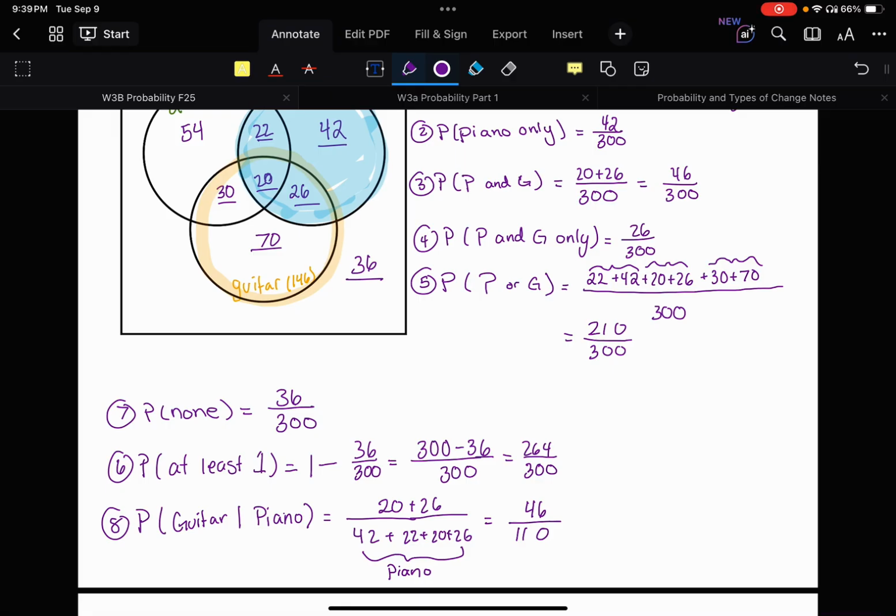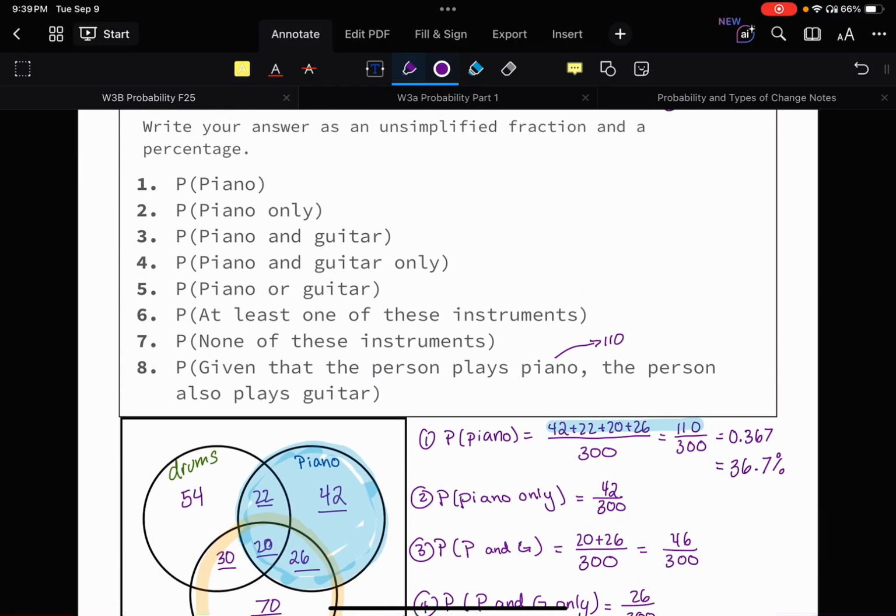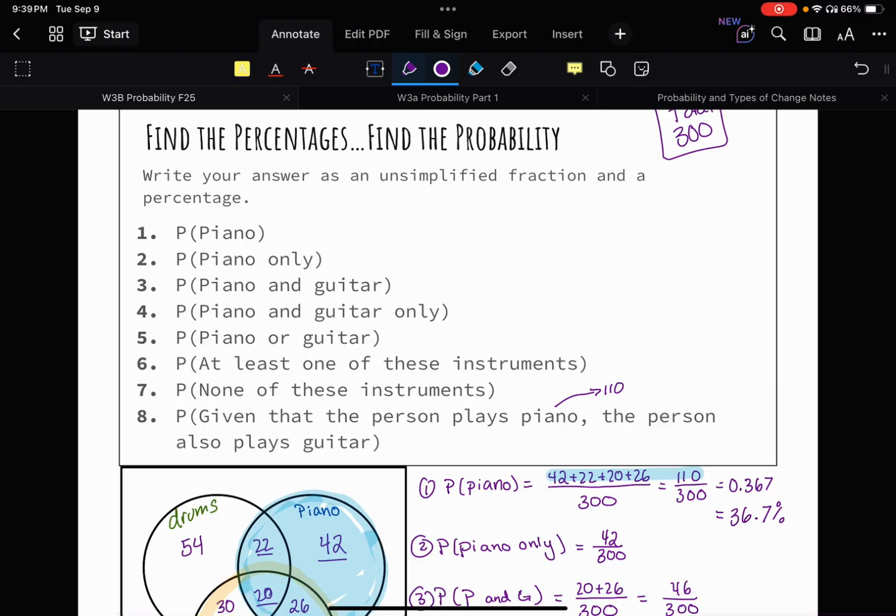So that's how I use my subgroup probability when it's within a Venn diagram. So notice with all of these, I didn't refer back to any of the formulas beyond how many are in that group versus the total.